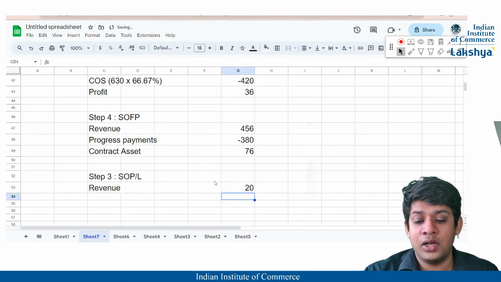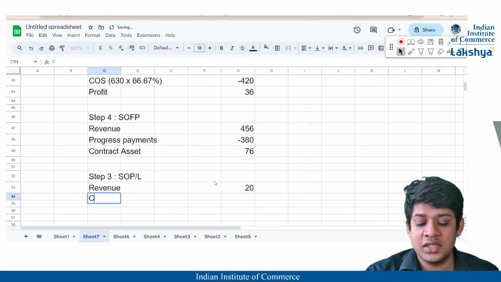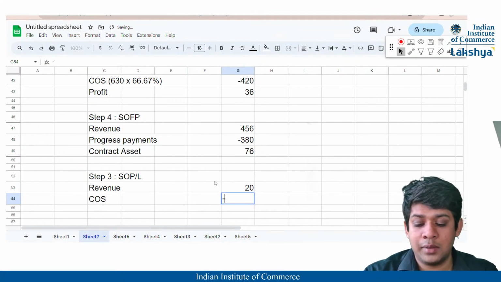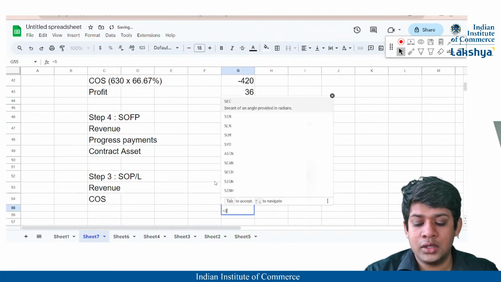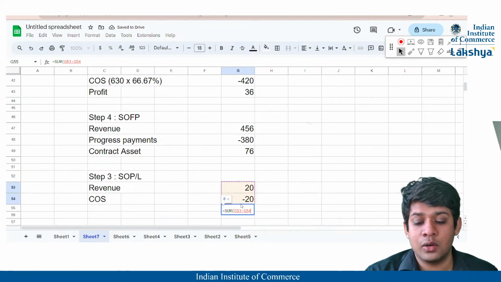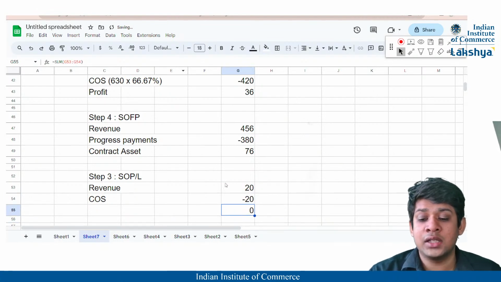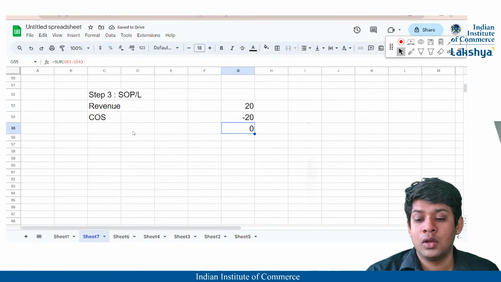So 20 will be my revenue, and cost of sales is nothing but the cost incurred to date minus 20. So you will get the total value to be 0, right? So I'm just recognizing the recoverable cost as my revenue.